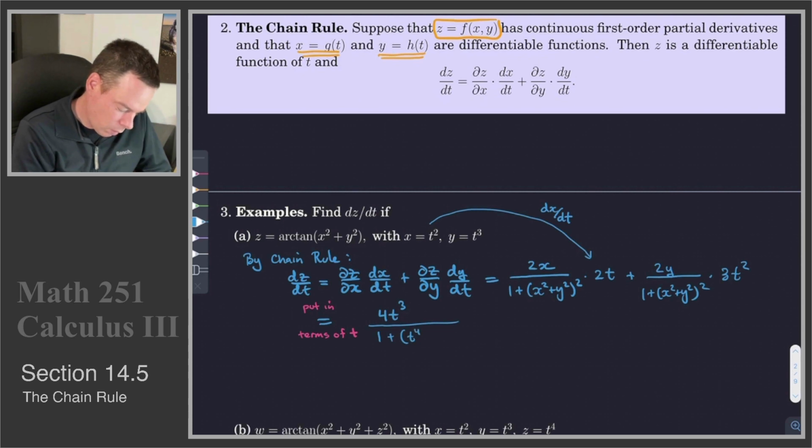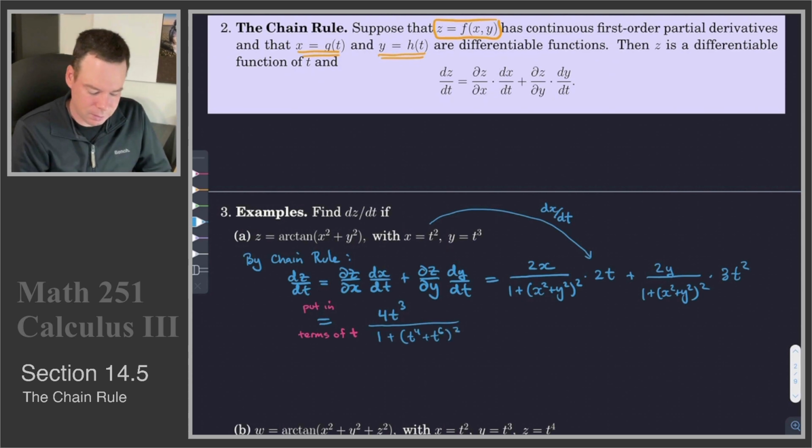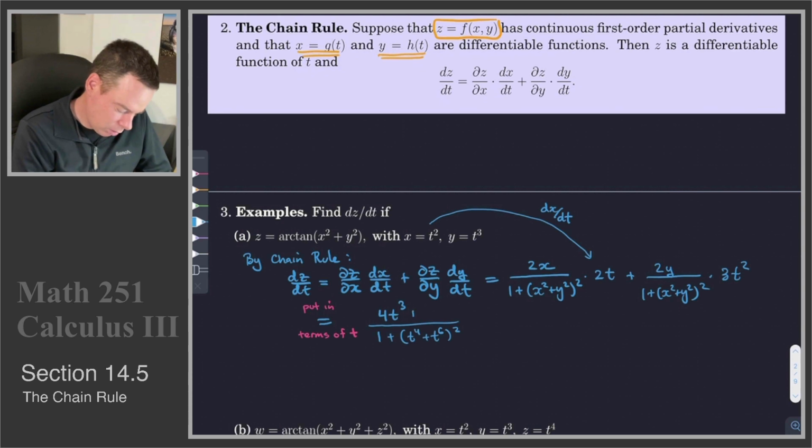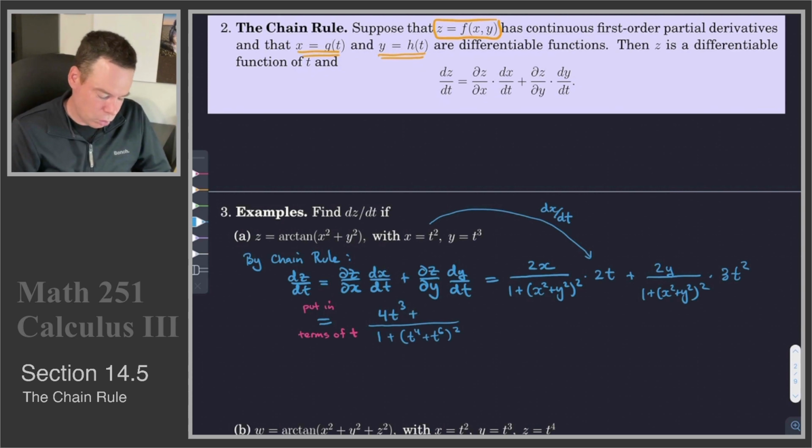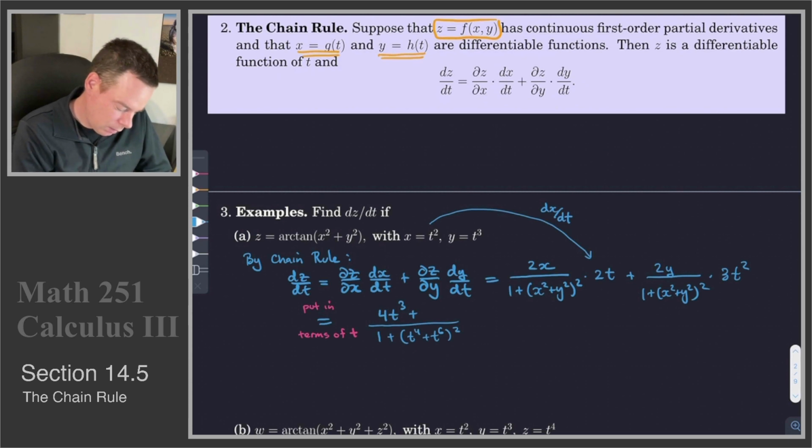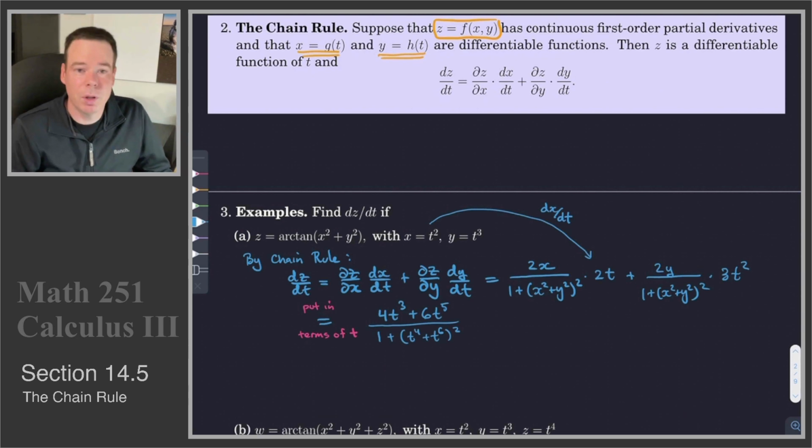and then x squared is a t to the 4th, a y squared is a t to the 6th, and that's all squared. And then we're going to add to that the next term, but they're going to have the same denominator, so I'll just put it here. So 2y is 2t cubed times 3t squared is 6t to the fifth. And so there we go. We've calculated our derivative and we put it in terms of t.